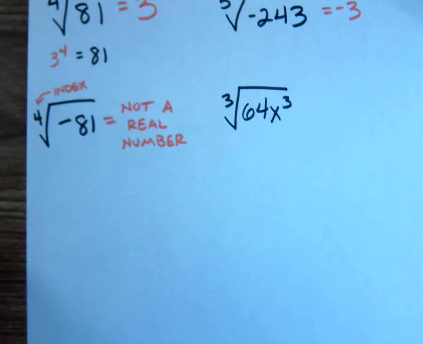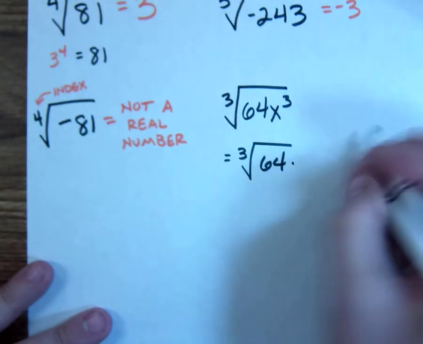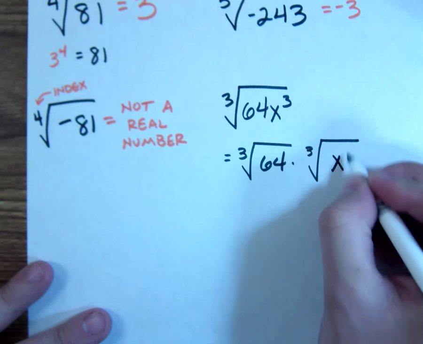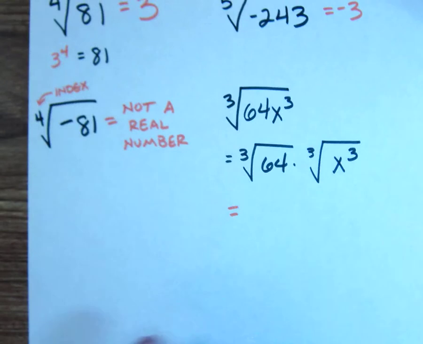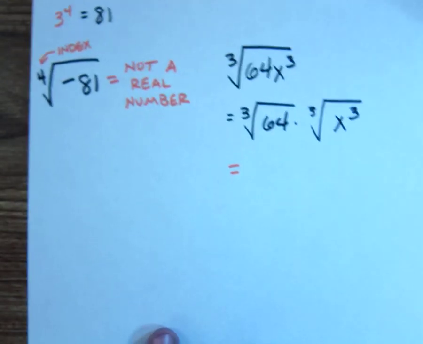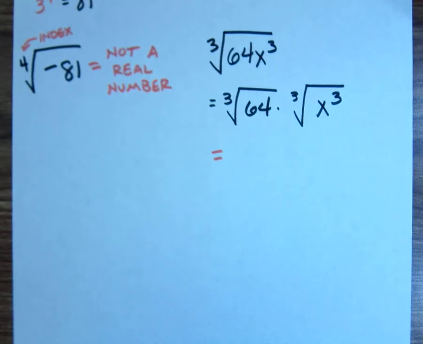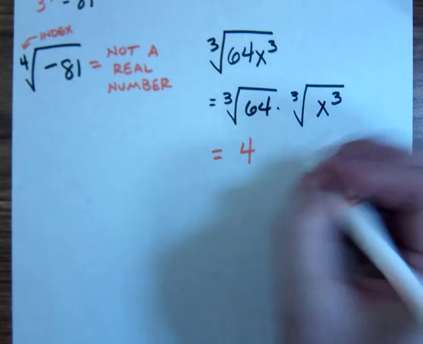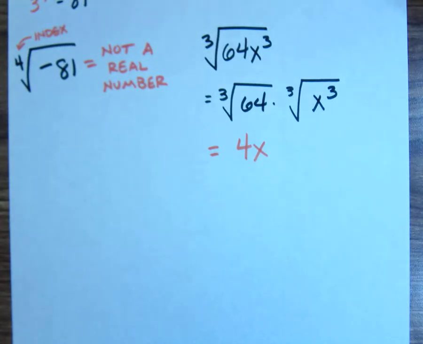So this one, just like all the rest, you split it apart. Cubed root of 64 times the cubed root of x cubed. Treat it like it's 2 different things. Cubed root of 64 is 4. Cubed root of x cubed is x. 3 divided by 3 is 1, so x to the 1st power. And this is how we do it. Hey, that seems all right.